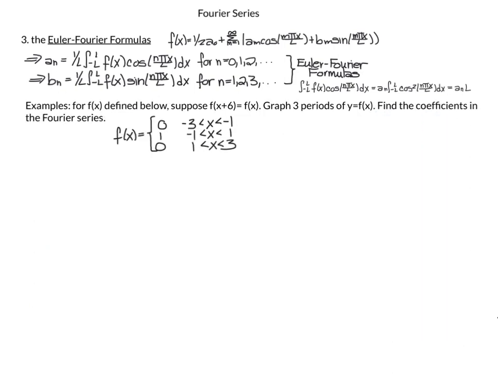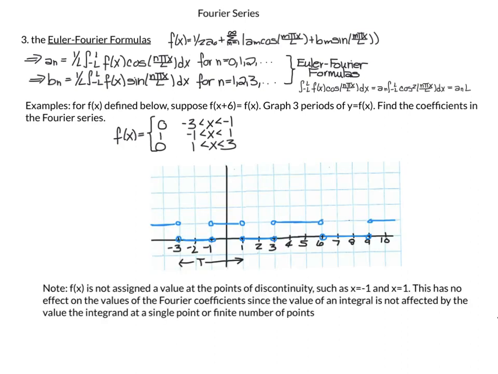For our next example, we're going to look at f of x equal to 0 between -3 and -1, 1 between -1 and 1, and 0 between 1 and 3. So these two zero areas make our integration really easy. You can see that our period is equal to 6, which means L is equal to 3, and the problem is to find the coefficients in the Fourier series. It also said to graph. So here is the graph. Between -3 and -1, we're at 0, between -1 and 1, we're at 1, and then we drop back down to 0 up until 3. Since this is periodic, I just repeated the pattern.